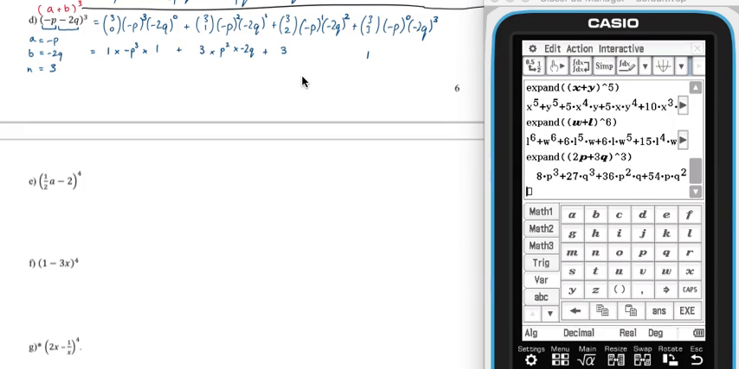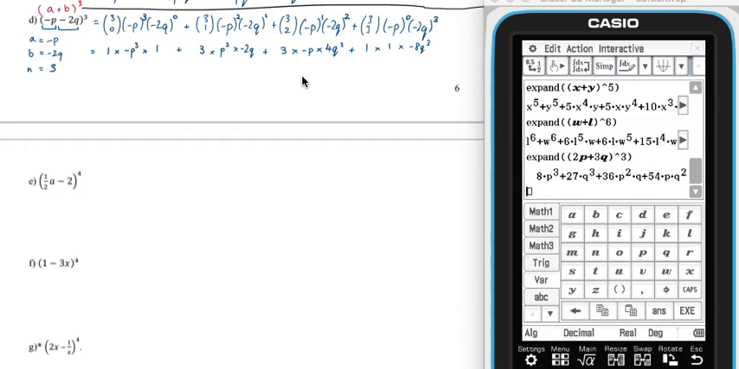We've got 3 times negative p to the 1, which is negative p, times positive 4q squared, plus 1 times 1 times negative 8q cubed. Okay, so now we have all our numbers, we just need to simplify these.